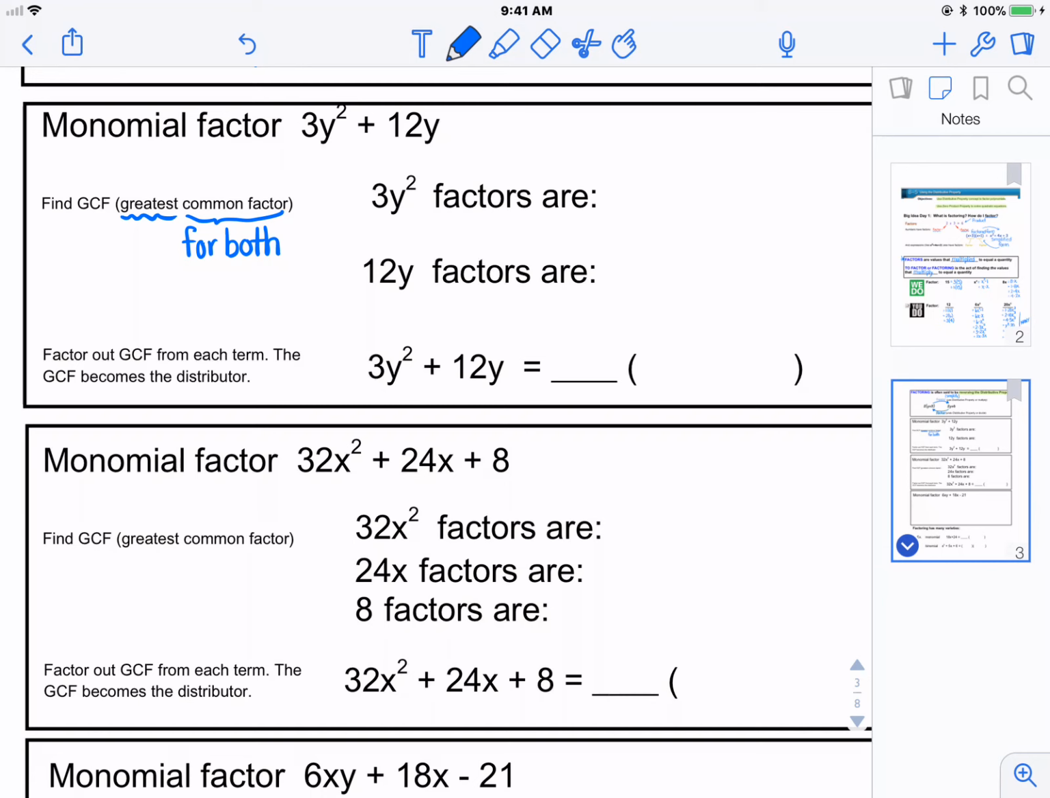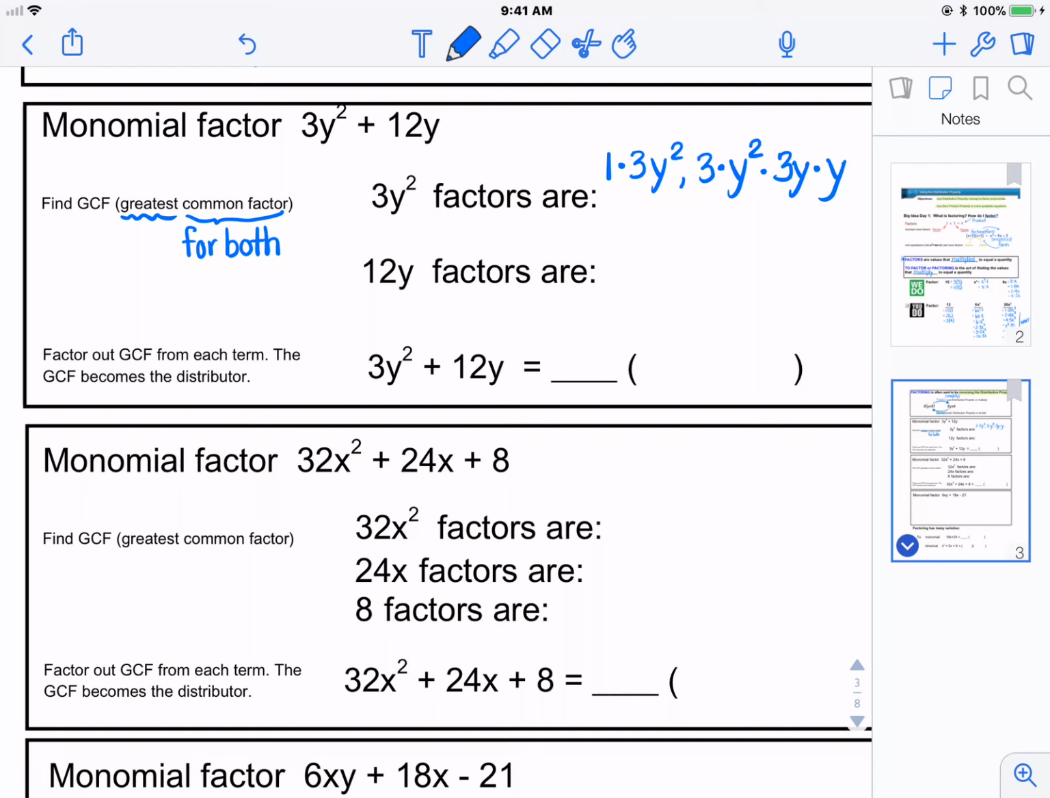So for 3y squared, my factors are, I know that 1 times 3y squared, so 1 and 3y squared are each factors. I know that 3 and y squared would be factors. I know that 3y and y would be factors. So I've got a list of different factors that could possibly be going in here.